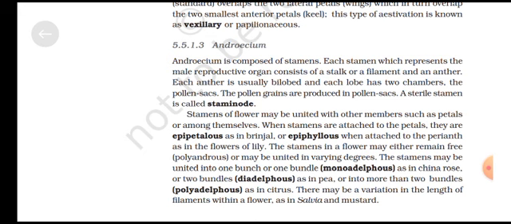The stamens in a flower may either remain free, polyandrous, or may be united in varying degrees. The stamens may be united into one bunch or one bundle, monoadelphous, as in China rose, or two bundles, diadelphous, as in pea, or into more than two bundles, polyadelphous, as in citrus. There may be a variation in length of filaments within a flower as in salvia and mustard.